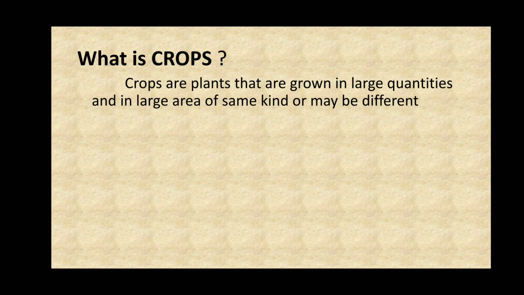So crops are the plants that are grown in large quantities and in a large area of the same kind, or it may be different. So examples of crops are wheat, rice, potatoes, and not only these, all the plants are crops when they are grown in large quantity and in a large area. And who grows all these crops? These crops are grown by farmers.